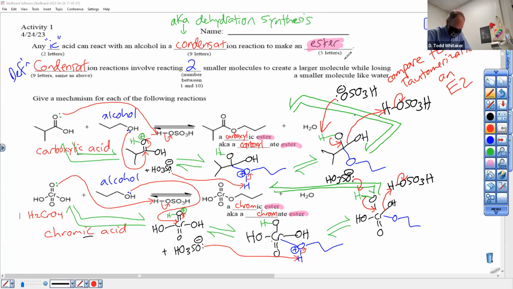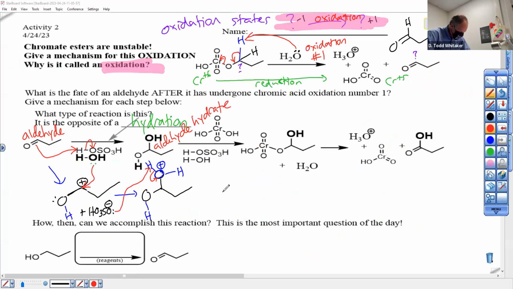Guess what we're doing next? Making an ester. I know it's not an alcohol, but it sure looks like one, right? It's got OHs. It became an ester. Chromate ester number 2. What was ester number 1? Ester number 1. We already dealt with it. We made it on the previous page. We reacted it on this page.